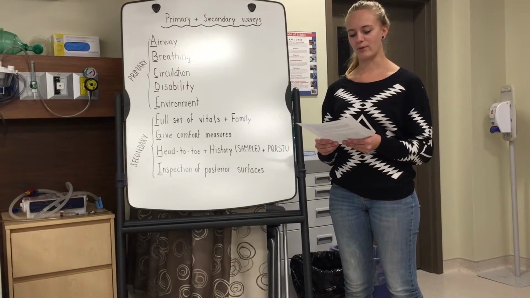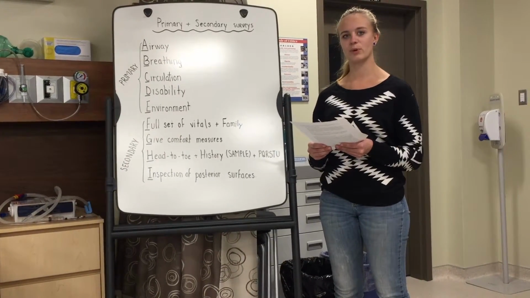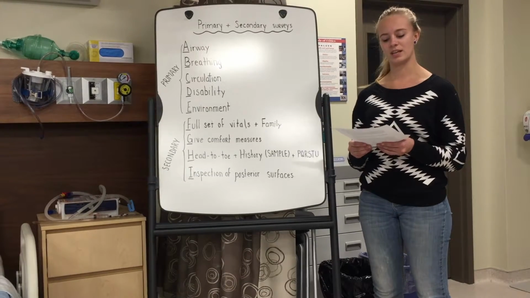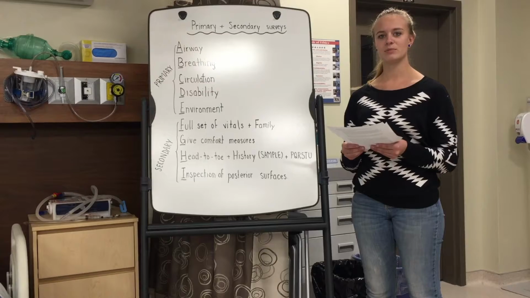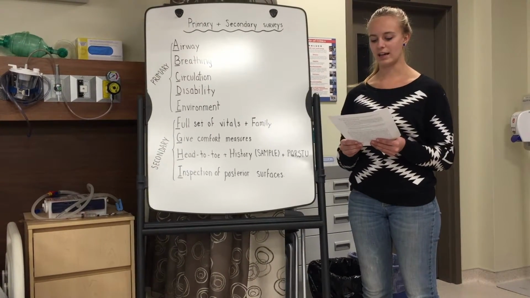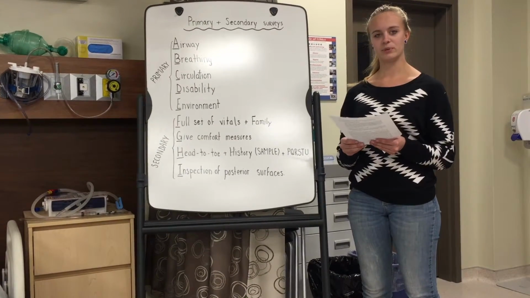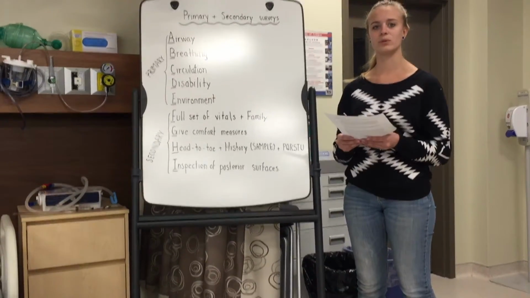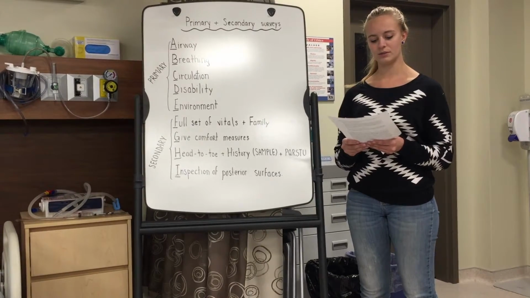G is for giving comfort measures, so pain medications, reassurance, warm blankets, repositioning the patient. H is history, so the acronym we use is SAMPLE. So symptoms, allergies, medication, past medical history, last meal, events leading or environment related to injury. We also do a detailed head-to-toe assessment along with a pain assessment like PQRSTU.